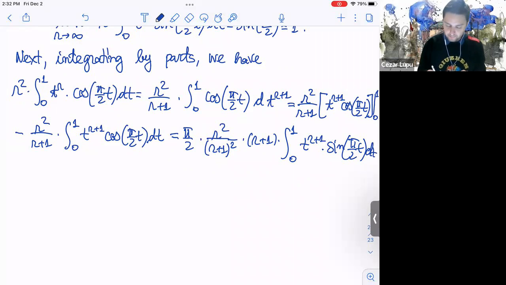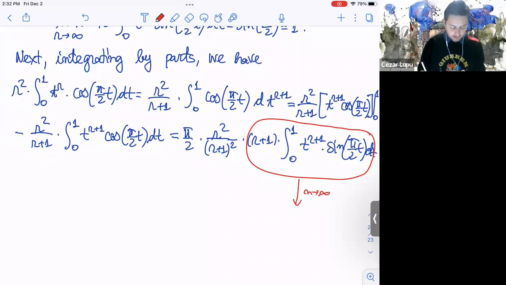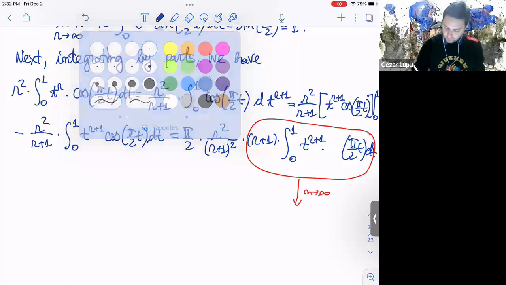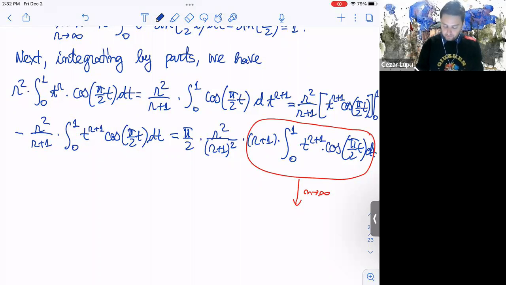You see, we have this part here. So this by the lemma will converge as n approaches infinity. It's cosine here. So here we apply the lemma. Let me just write it. We apply the lemma.